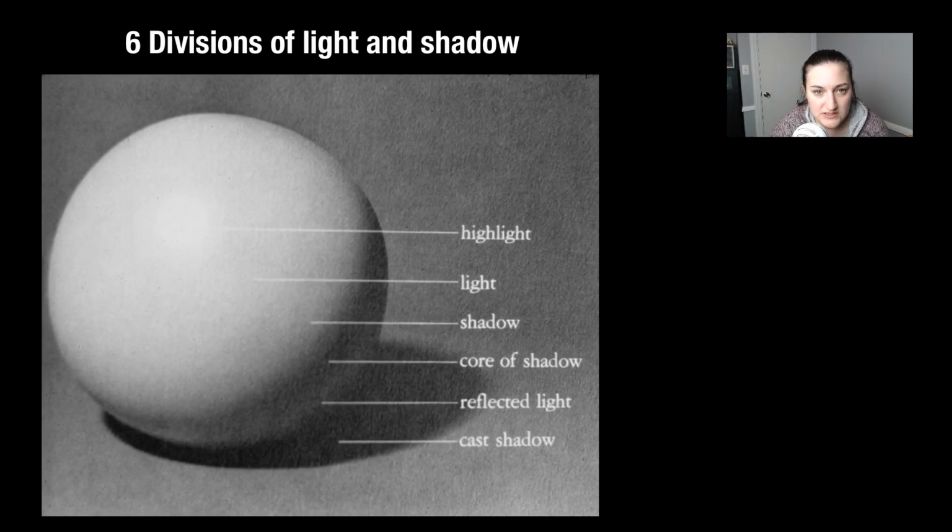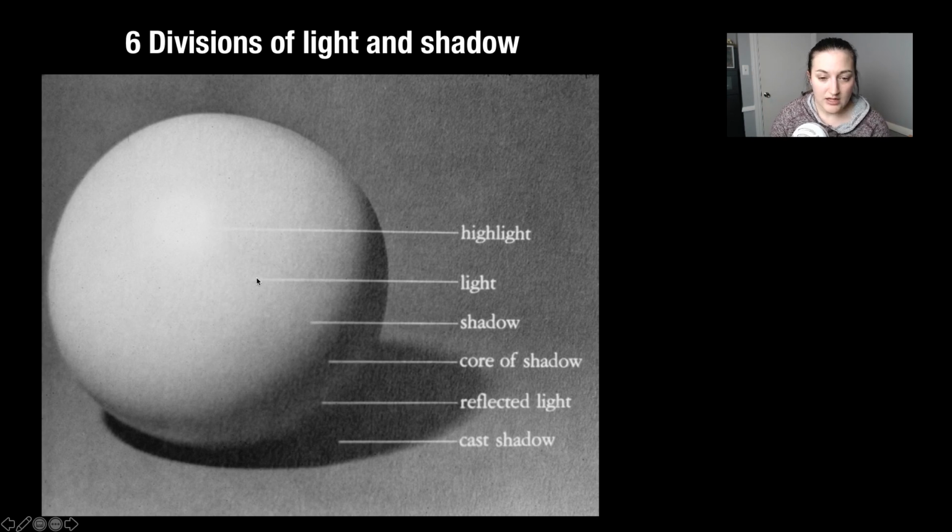So 6 divisions of light and shadow. Hopefully, again, this is review for you. We have 6 divisions in our light and shadow, and this does occur on everything, especially the figure. Number 1 is highlight, and a lot of those occur all over the figure. The highlight is where the light is hitting the object or the figure most directly. There's almost no darkness or no shadow involved, no gray necessarily. It is the brightest bright on the figure or on the object.